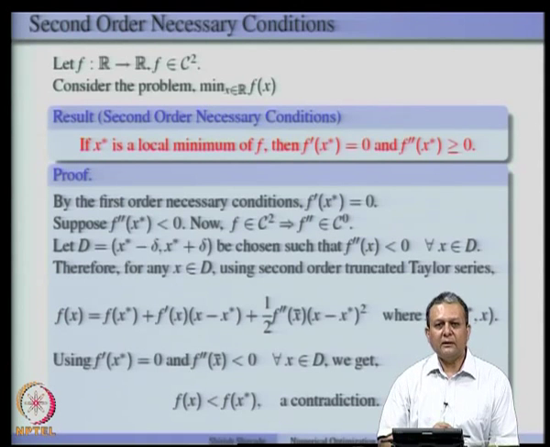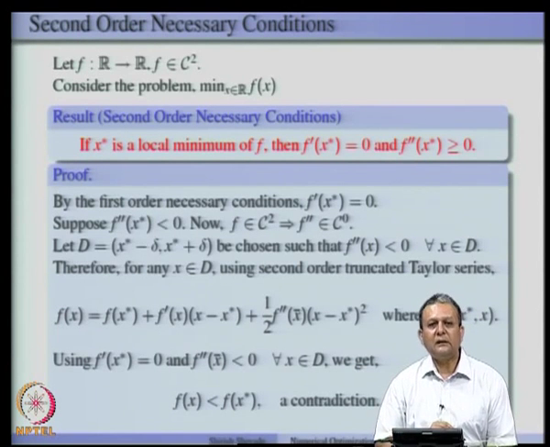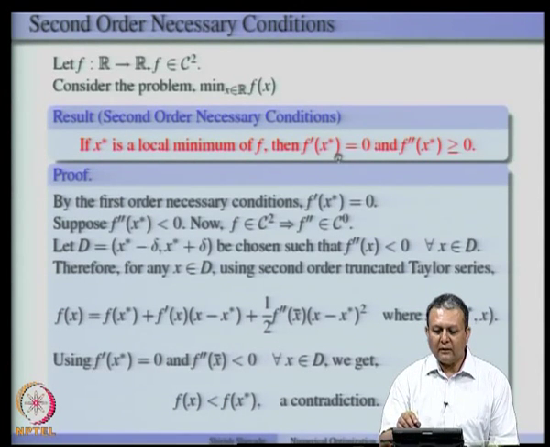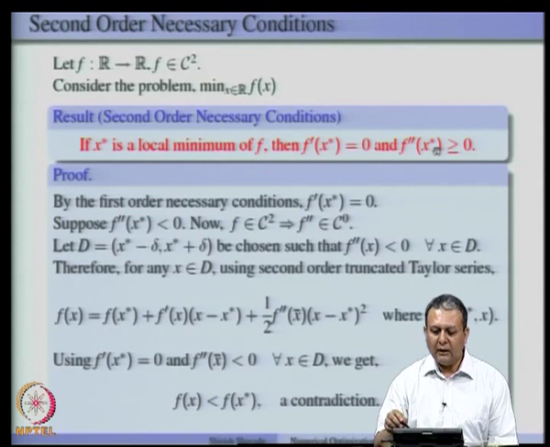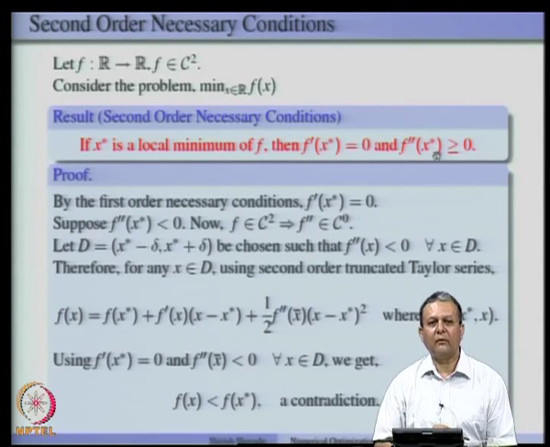So, the proof is very easy. Now, by the first order necessary conditions we know that if x star is a local minimum, then f dash x star equal to 0. We already proved that result. Now, let us assume that the second derivative is less than 0 at x star, and then we will come up with the contradiction.